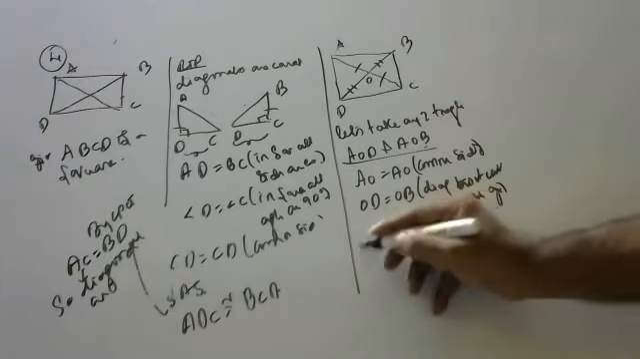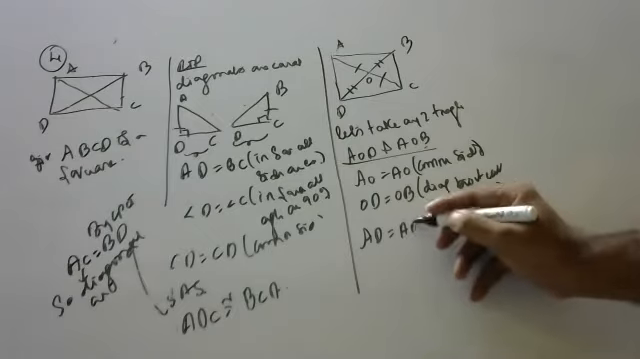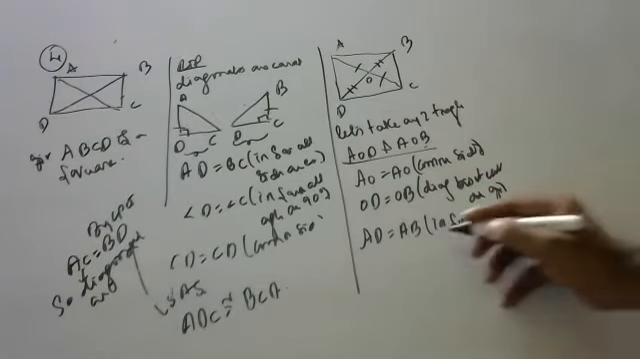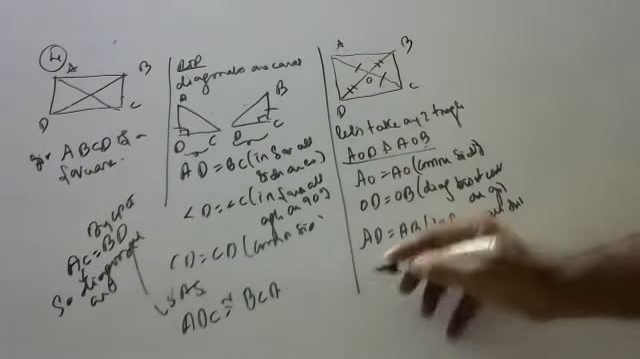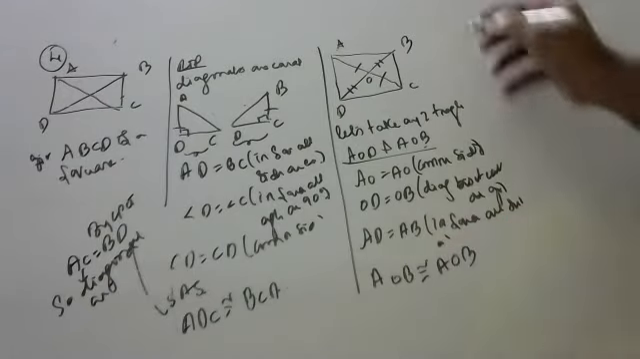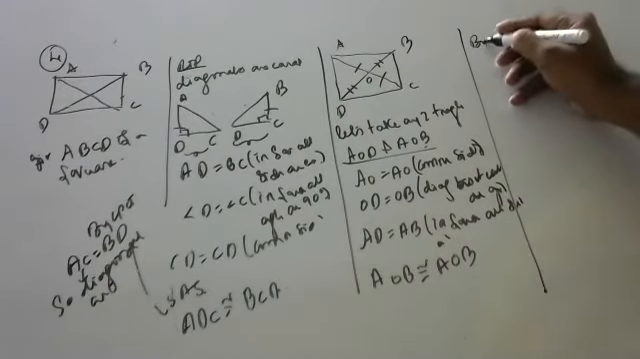AD is equal to AB. Can anyone say which sides are equal in the square? In a square, all sides are equal. So triangle AOD is congruent to triangle AOB. Now what can we write by CPCT?